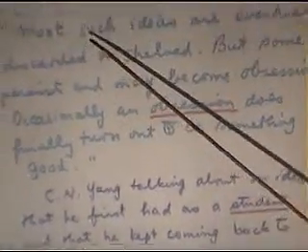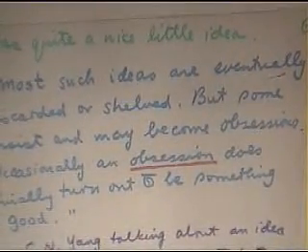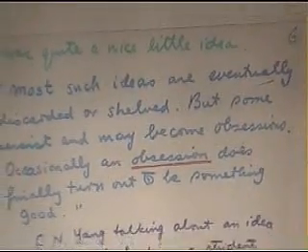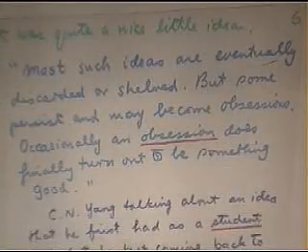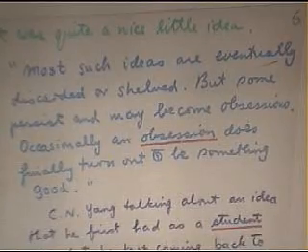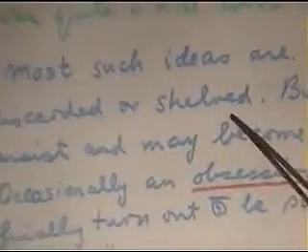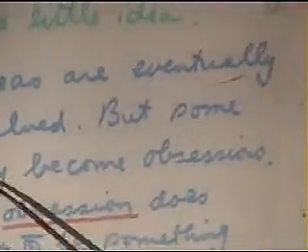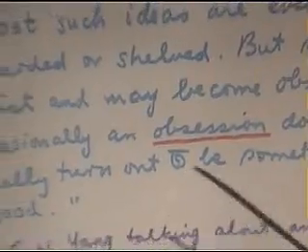Okay? So I've underlined this. He said, most such ideas, he was referring to a very nice little idea, which I will explain to you in a few minutes. This is the idea that led to the Yang-Mills theory, or the non-Abelian gauge theory. He said he had this idea first as a student, and that he kept coming back to year after year. And he said most such ideas are eventually discarded or shelved, but some persist and may become obsessions. Occasionally, an obsession does finally turn out to be something good.